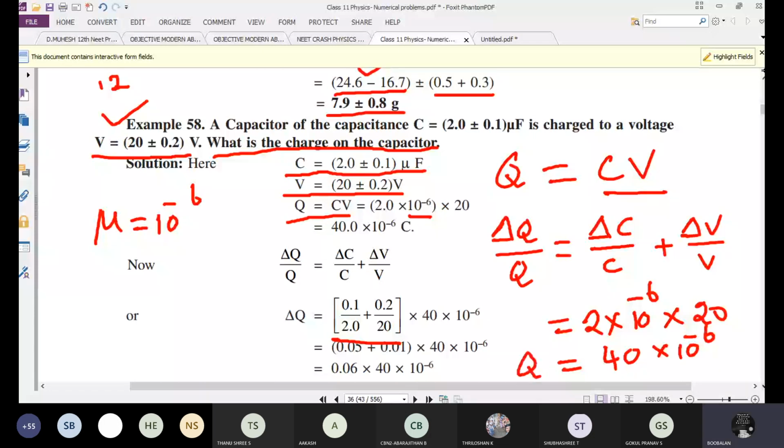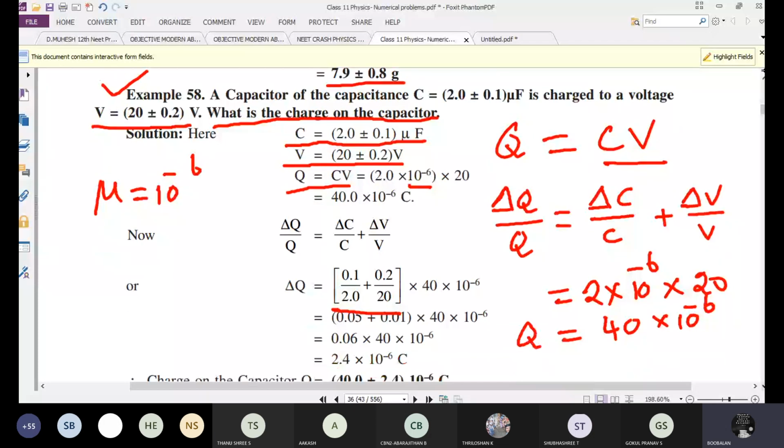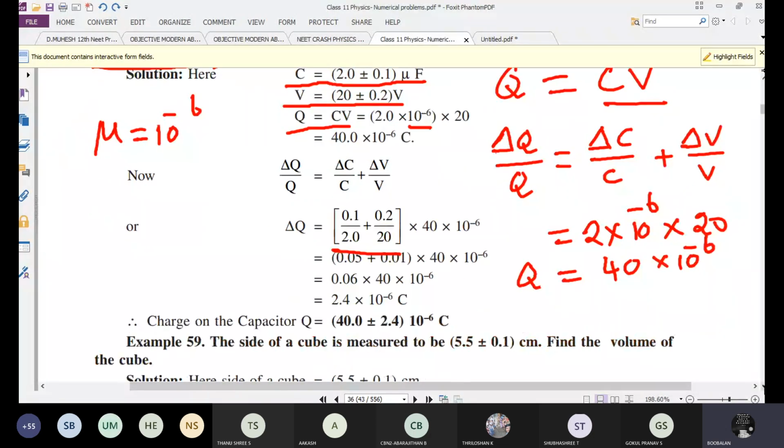Okay. So next I need only the value of what is the charge on the capacitor. What is the charge on the capacitor they are asking. So charge on the capacitor you want to find del Q. So del Q value, to do the simplification cross multiply. Finally, you will get 2.4 into 10 power minus 6. So this is the value of del Q.